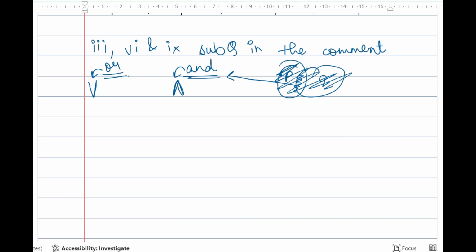And how do you remember this? In or, if even one is true then it is true, and in and, if even one is false then it is false. That's how you remember. Then you have this one. Okay, you can think of it like this person going to this person. Okay, and then you have this one.